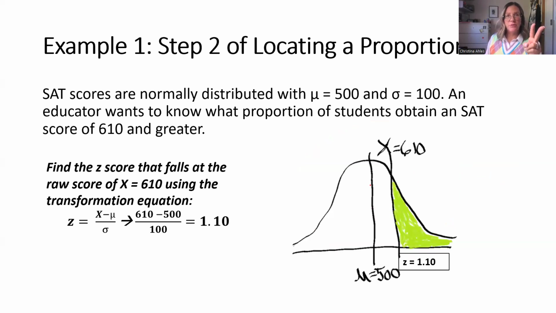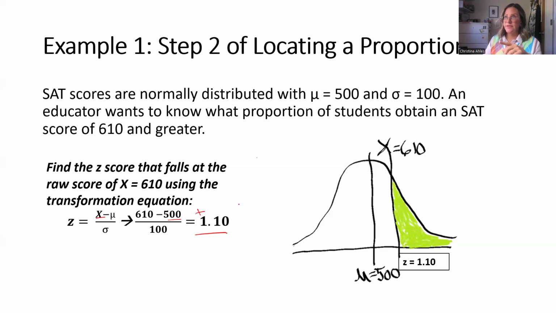So here's what we did to solve that. This was step 2, okay? We use that transformation equation. So we put in that score of 610 where the X should be. Population mean is 500 here. Divide that difference by 100 and we get a Z-score of 1.10. This is a positive score.